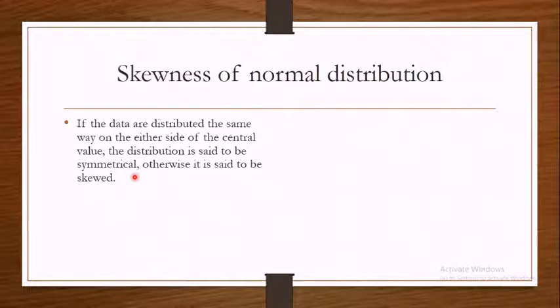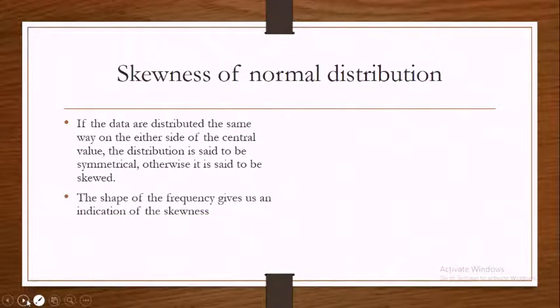I hope you all know what the graphical representation of a normal distribution looks like. It is bell-shaped, and it is clear when you view that graphical representation that it is symmetrical on both sides of symmetry. So there is no skewness in normal distribution. The skewness is 0 in case of normal distribution.